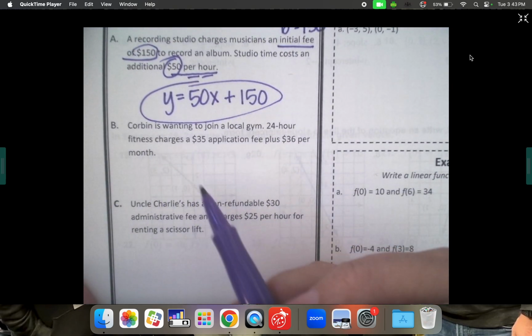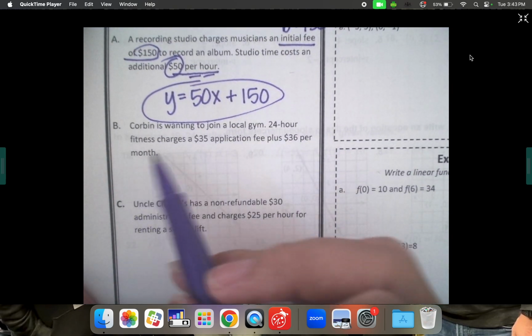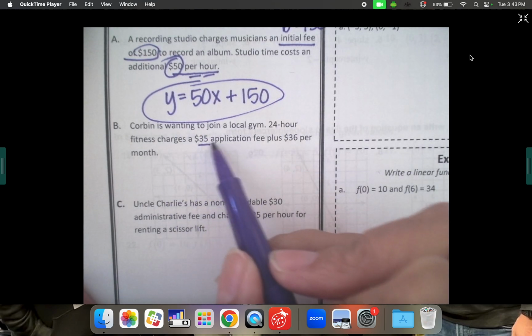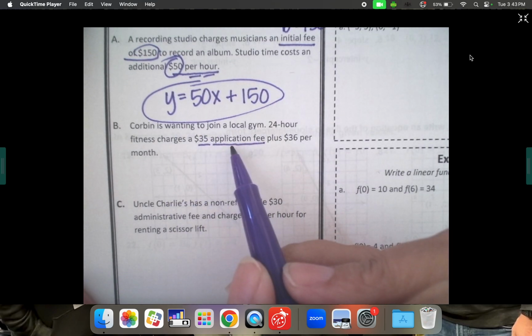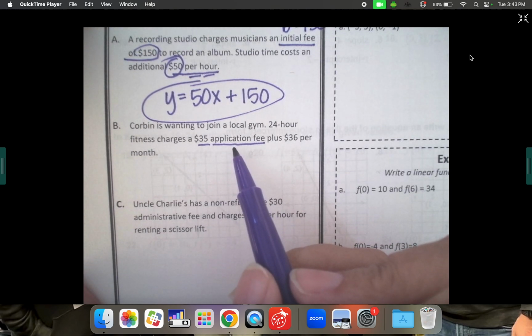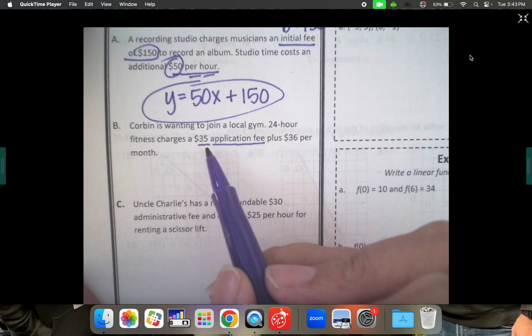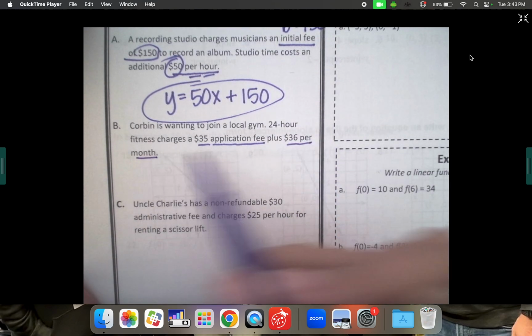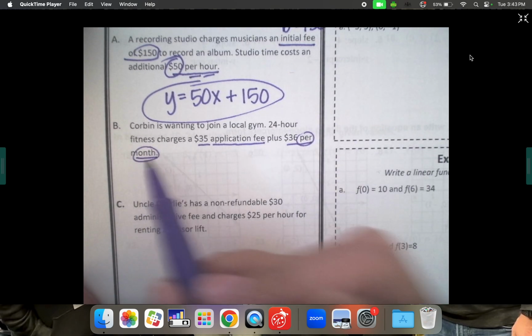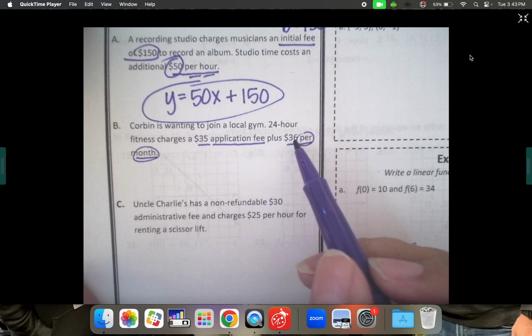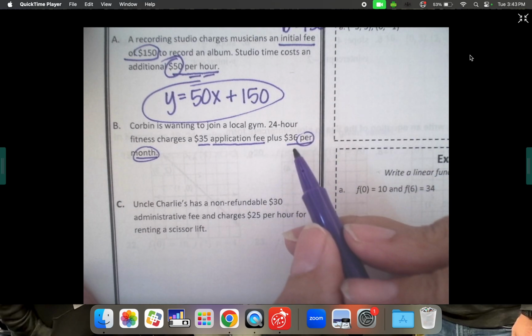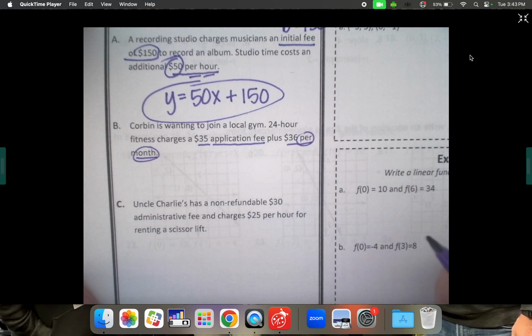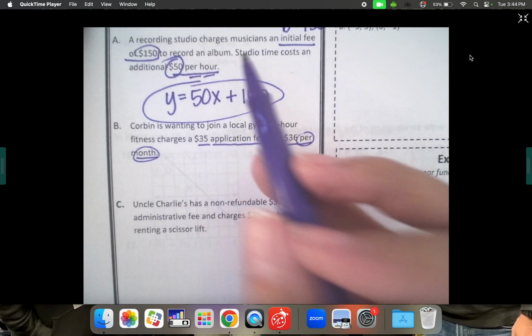Okay, Corbin is wanting to join a local gym. 24-Hour Fitness Gym charges a $35 application fee. So just to fill out the application, not even to work out there, but just to sign up, there's $35 up front. Plus you also pay $36 per month. When I see the word per, I know that that's where I need to stick my X, because it could be $36 for the first month, but what if you join and you're a member for 18 months? That would be 36 times 18. So you need to stick an X on the one that changes per month or per hour or per whatever.